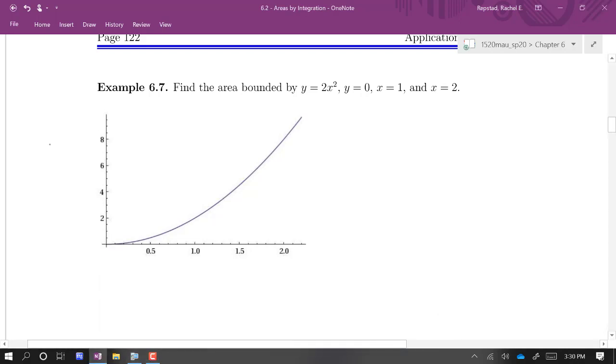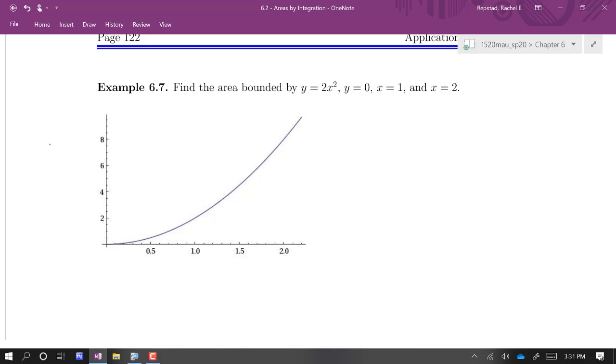All right, so we're going to find the area bounded by the graph of y equals 2x squared, y equals 0, x equals 1, and x equals 2. And often, sometimes they provide you with a sketch and sometimes they don't. Here we happen to have a sketch of the function y equals 2x squared, just a part of the function, right? It's just the first quadrant region, but it's the part that we're interested in.